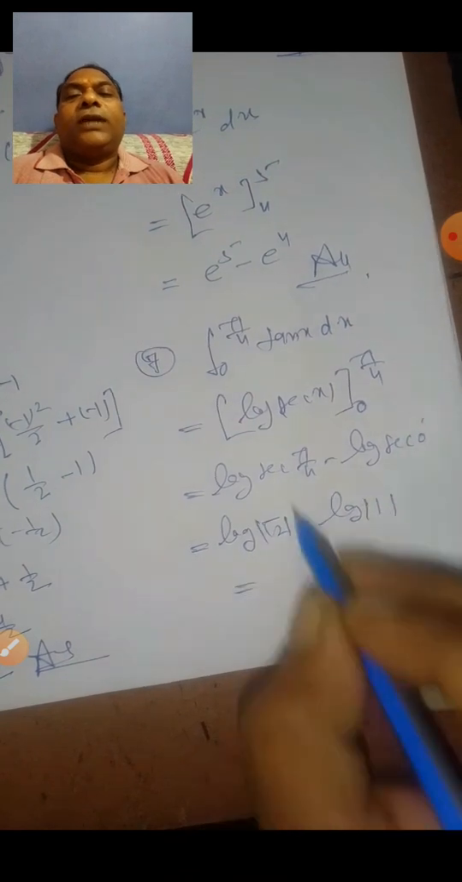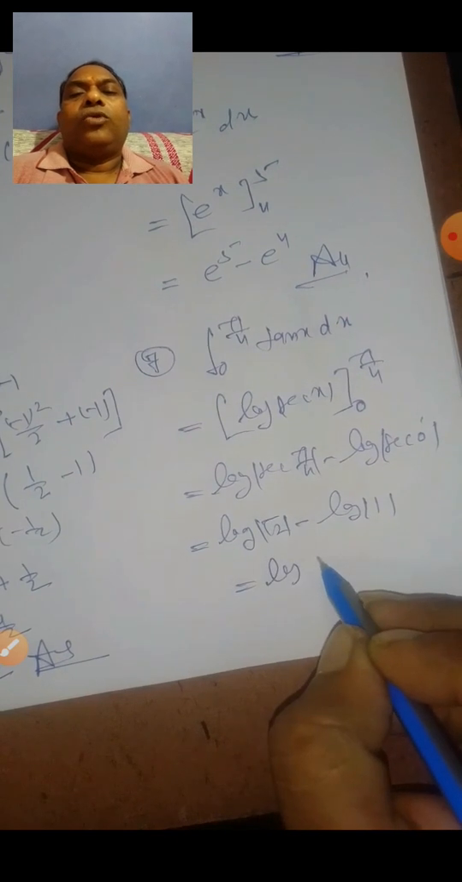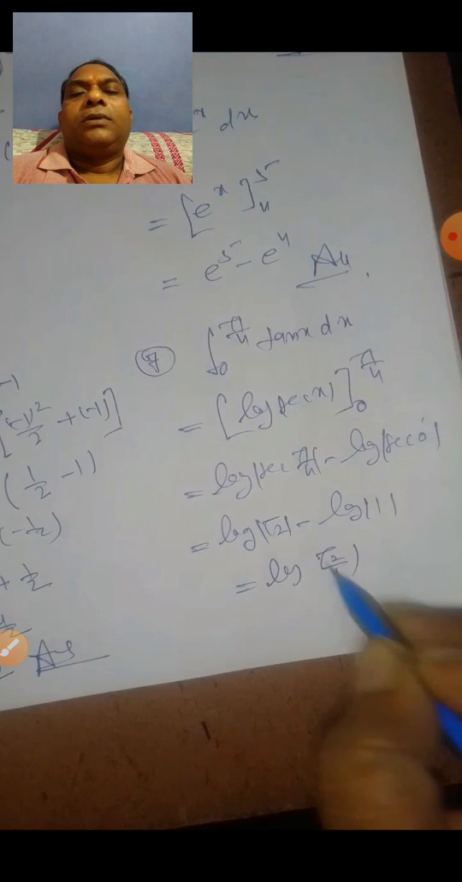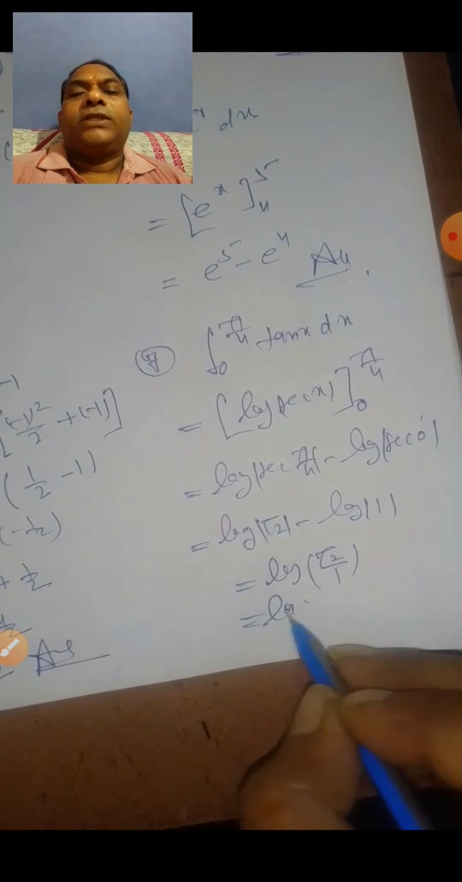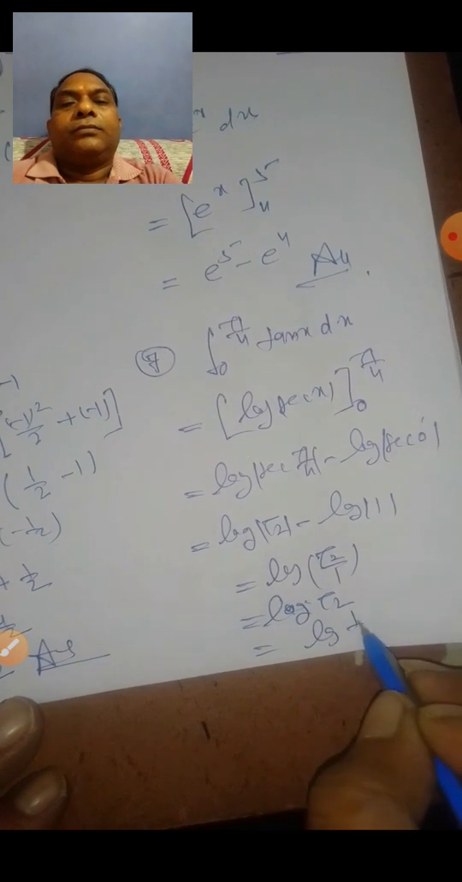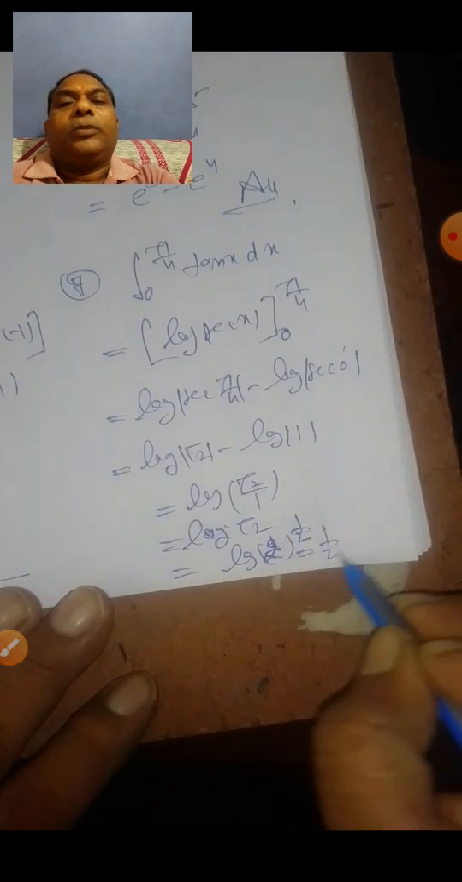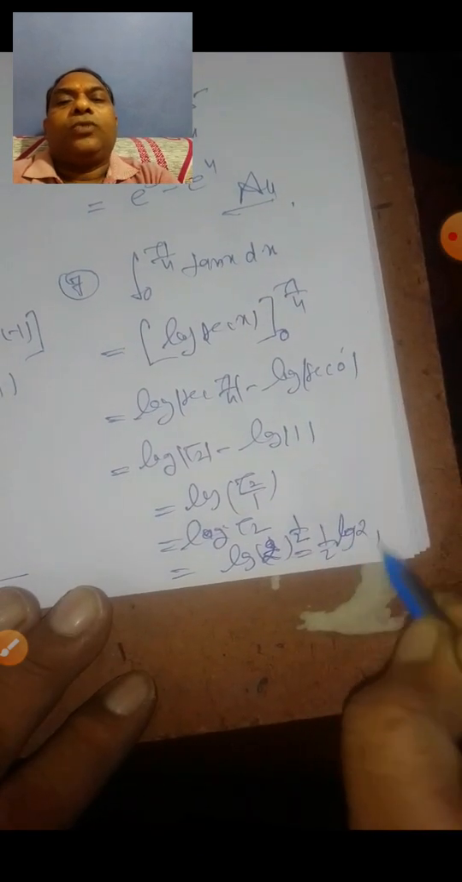And we know that log m minus log n is equal to log m upon n. So this will be log root 2 upon 1, will be equal to log root 2 is the answer. You can write it as log 2 to the power 1 by 2, is equal to 1 by 2 log 2 is the answer. Now see the next question, next exercise 7.10.